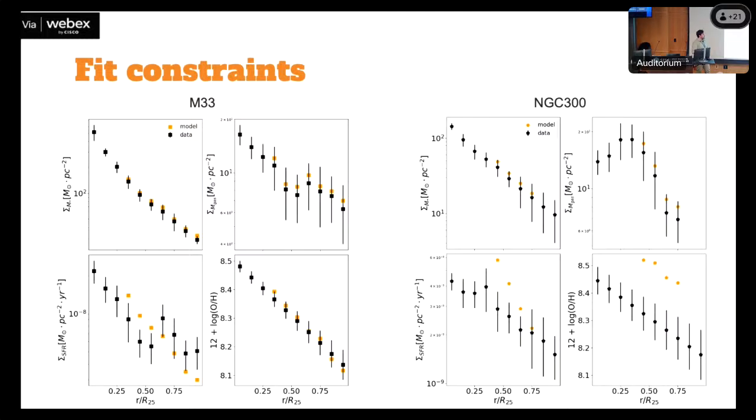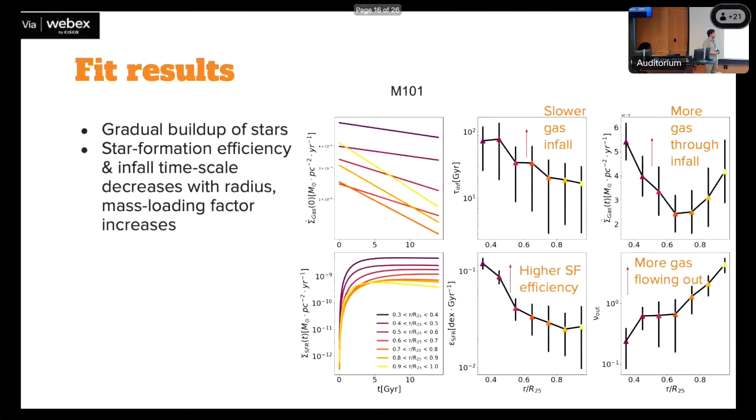For NGC 300, we can already notice that the fit has a lot of issues, especially for the star formation rate surface density and oxygen abundance. But if we look at the gradient, then that at least seems to overlap. It's mostly just the absolute values that differ, which has to mostly be related to NGC 300 being the smallest galaxy in the sample, and therefore it is also trickier to actually constrain the stellar evolution.